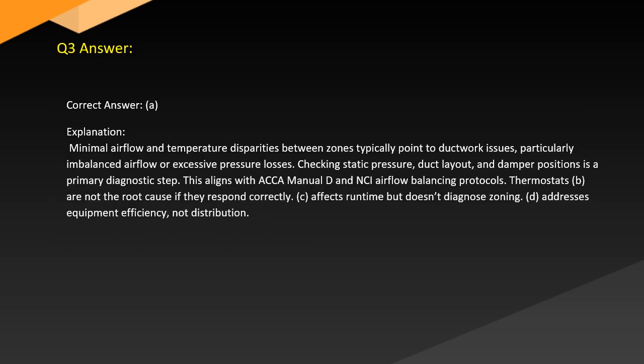Answer. Correct answer: A. Explanation. Minimal airflow and temperature disparities between zones typically point to ductwork issues, particularly imbalanced airflow or excessive pressure losses. Checking static pressure, duct layout, and damper positions is a primary diagnostic step. This aligns with ACCA Manual D and NCI airflow balancing protocols.